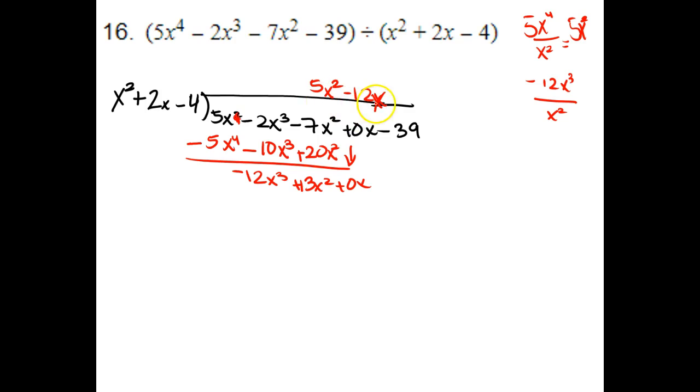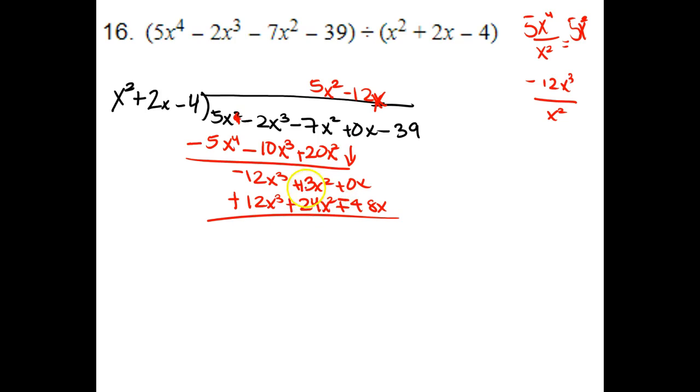And then I'm going to multiply, so negative 12x times x squared gives me negative 12x cubed. Negative 12x times 2x is negative 24x squared. Negative 12x times negative 4 is positive 48x. Then I'm going to change my signs yet again. So this goes to plus, plus, and now this is minus.